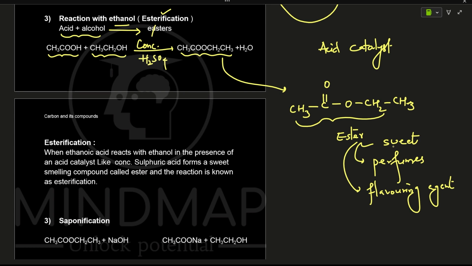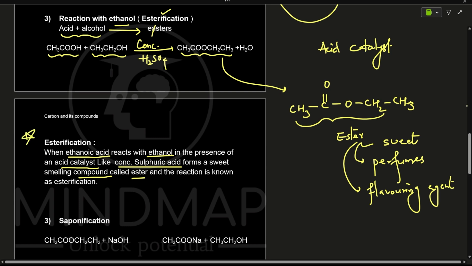गॉट इट? फाइन. And what is esterification? When ethanoic acids react with ethanol, means जब भी कोई acid alcohol के साथ react करती है in the presence of acid catalyst, like here we have used sulfuric acid, it forms a sweet smelling compound called ester, and this reaction is known as esterification. Clear? It's an important reaction.